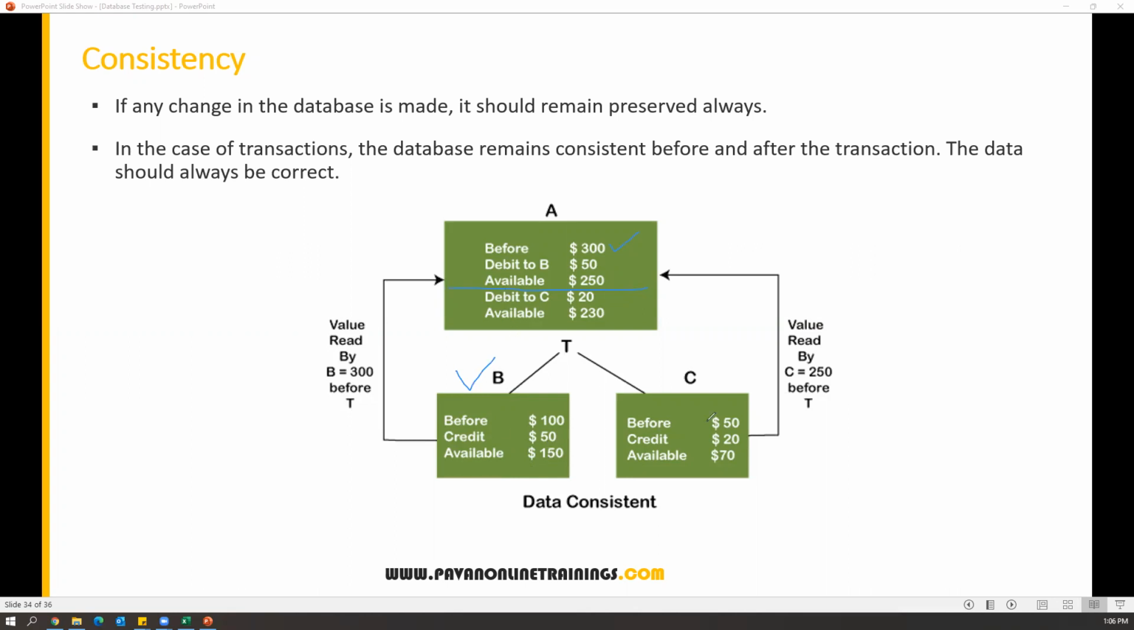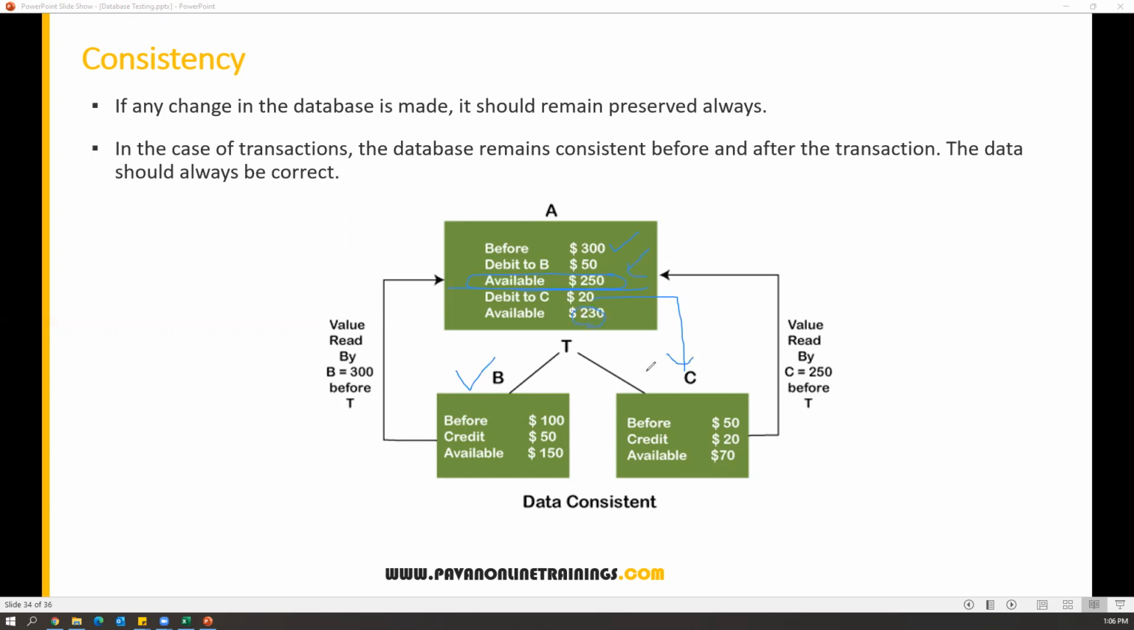Now come to the other transaction. When A is trying to do the transaction to C, it should consider 250 as the available balance. It should start from here, right? This is the latest data, 250, because $50 was already sent to B. Now the available balance is 250. Now A is trying to send $20 to C. Now it becomes 230.